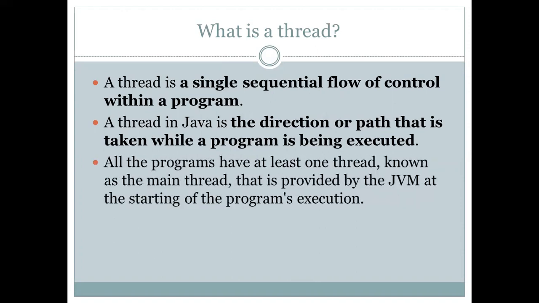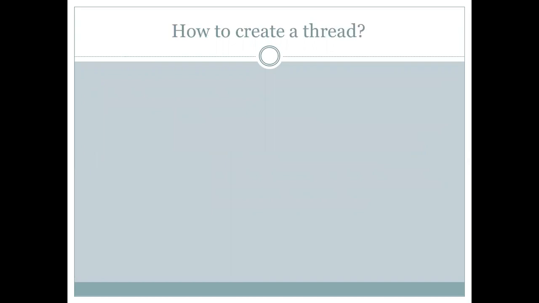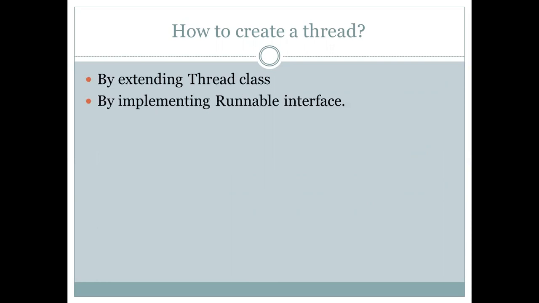All programs have at least one thread known as the main thread. This main thread is provided by the JVM, the Java virtual machine, at the start of the program's execution. Now let's see how to create a thread. A thread can be created in two ways. Number one, by extending the Thread class. Number two, by implementing the Runnable interface. So threads can be created either by extending the Thread class or by implementing the Runnable interface.